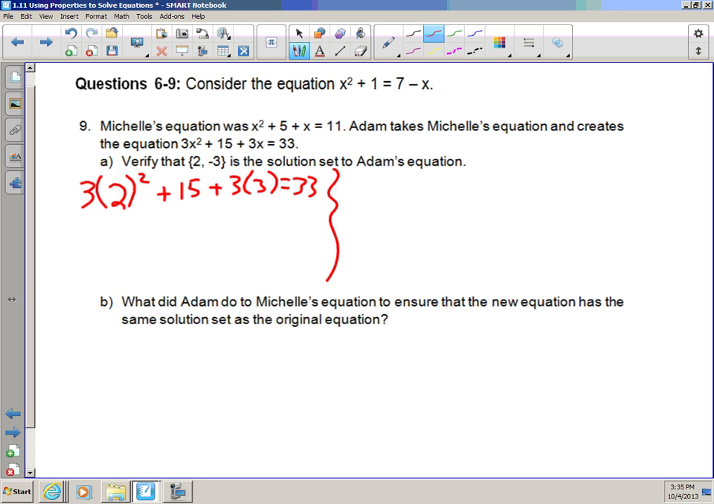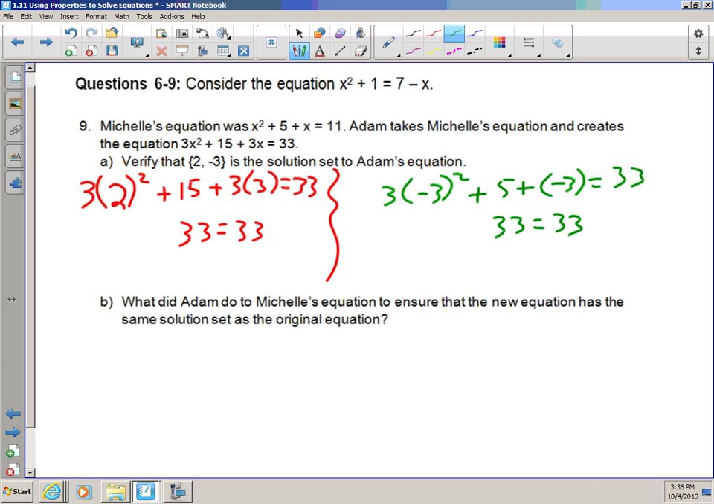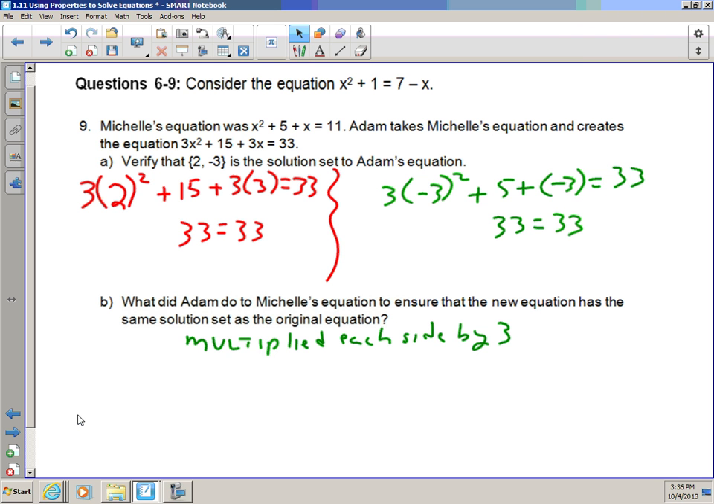And I'm going to cut to the chase here and tell you that 33 equals 33. You don't need to see that I know how to do my addition and subtraction or multiplication. Hopefully I do. Otherwise, why am I your teacher? When you work all of this out, and I'm sorry, it should not be 11, it should be 33, you'll see that 33 equals 33. What did Adam do? He multiplied each side by 3.